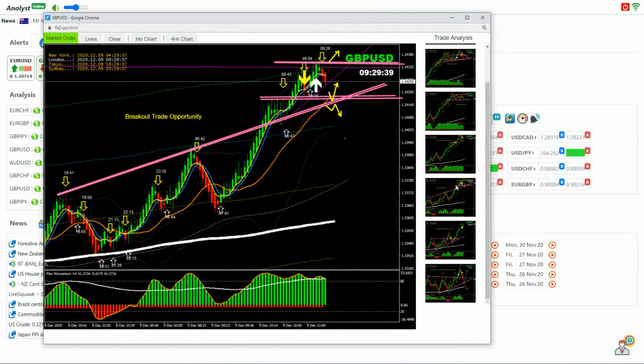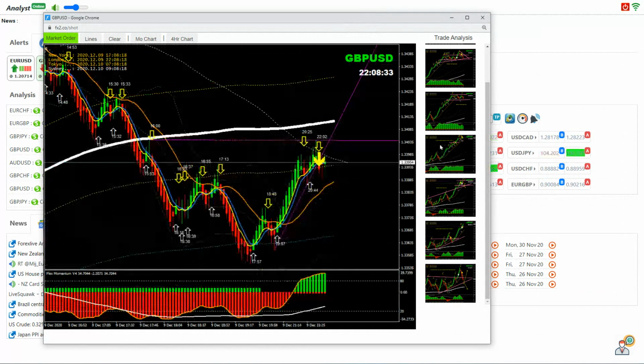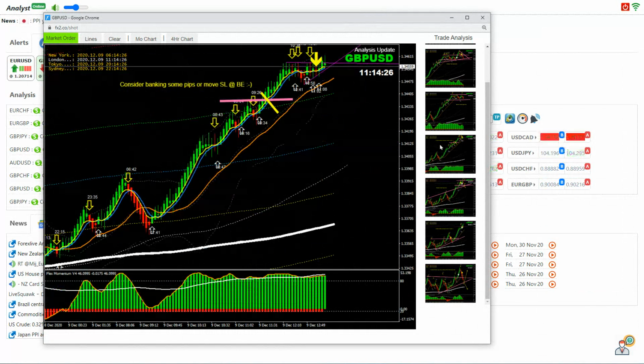We explained to traders to look for another breakout, but again, we were still looking for a breakout long. Then we had another breakout performed. We explained to traders that the price is about to break the previous high. We mentioned this and told them to consider banking some pips.